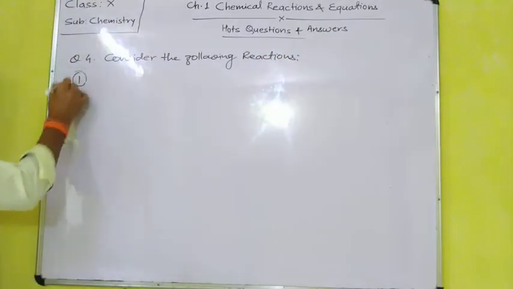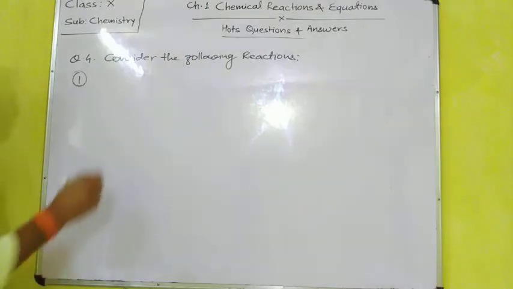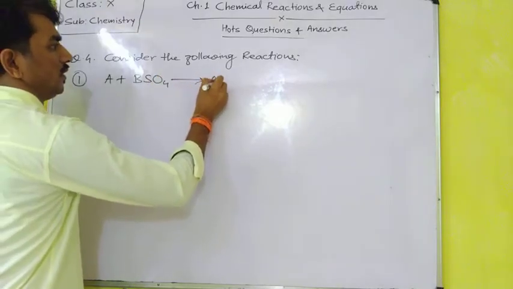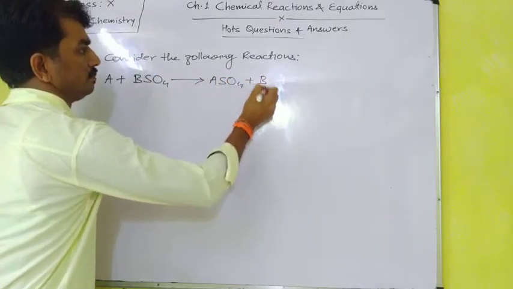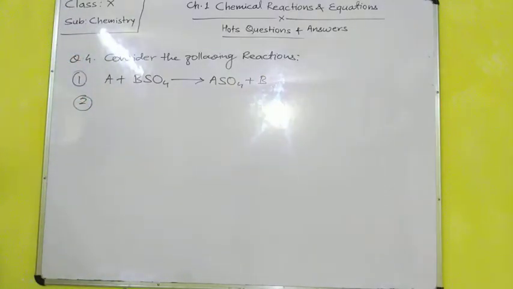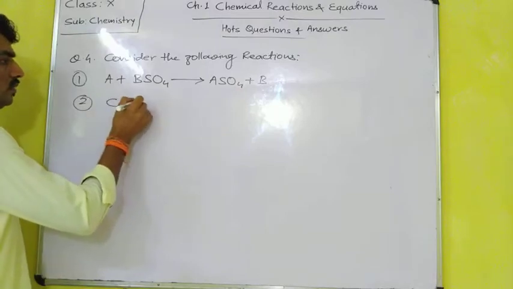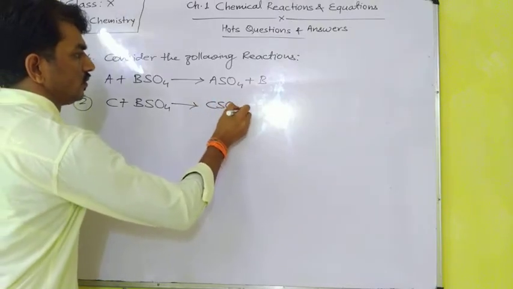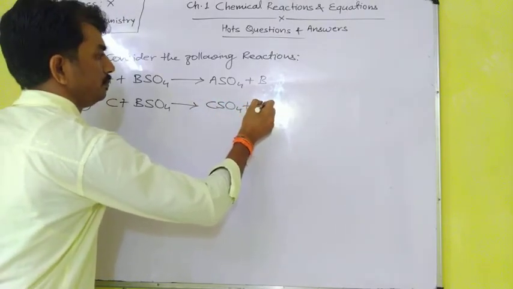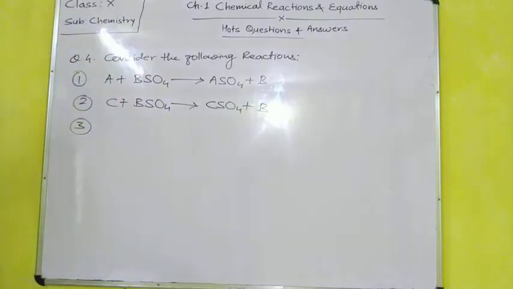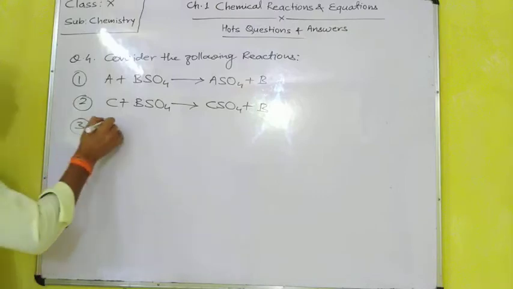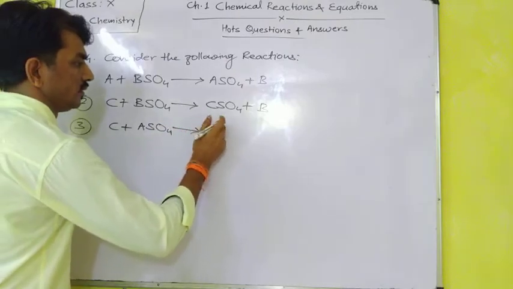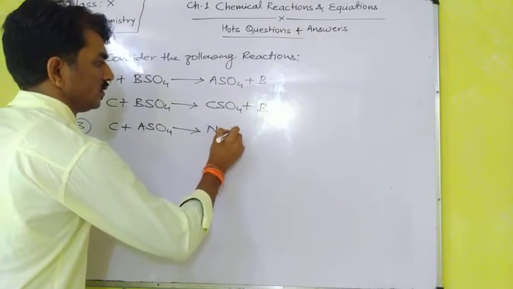First one: A plus BSO4 gives ASO4 plus B. Second one: C plus BSO4 gives CSO4 plus B. Third one: C plus ASO4, no reaction. The reaction is not proceeding.